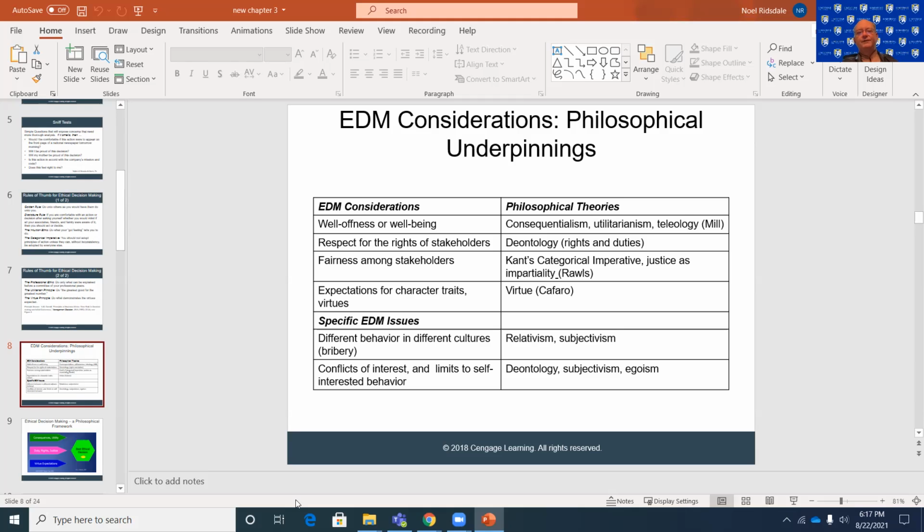And then you have conflicts of interest, or limits to self-interest and limits to interested behavior. Now, in most cases, as far as ethical decision making is concerned, if you have a conflict of interest, you should be bowing out of that decision-making process.